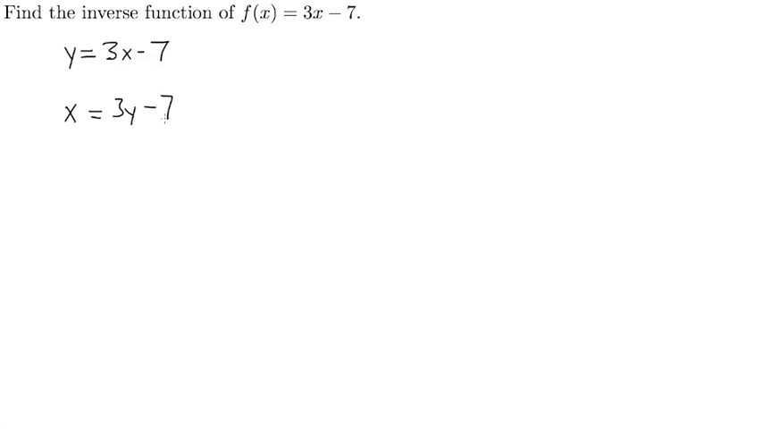So let's add 7 to both sides. So x plus 7 equals 3y. And then I'm going to divide both sides by 3. So I have x plus 7 all over 3 equals y. And I'm done. This is my inverse. So the inverse function is going to be this right here, x plus 7 over 3.